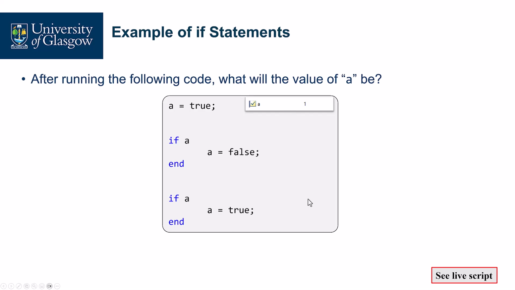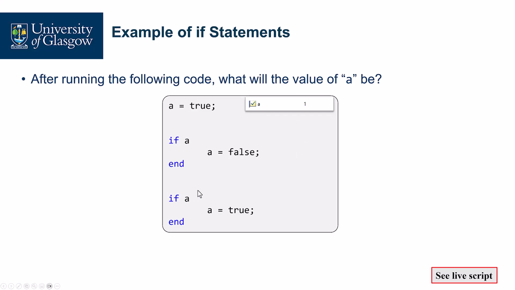So now let's see an example. After running this code, what will the value of A be? We first say A is true. If you look at the workspace, you will find a logical variable A appears, and the value is 1. So it's true. Then we say if A, which means if A is true or false, here is true, right? Then we execute the code A equals false. Now in the workspace, you will find the logical variable A becomes false, and it becomes 0.